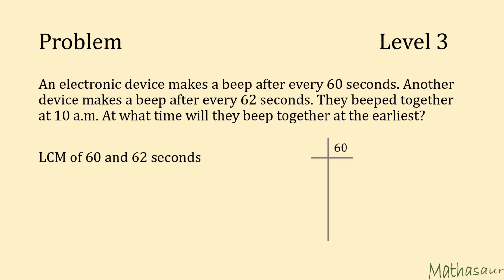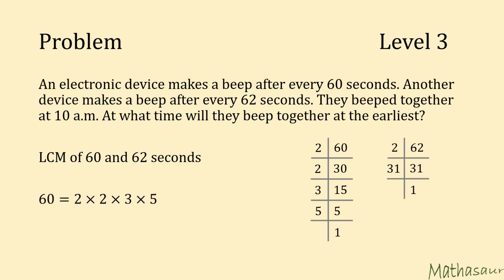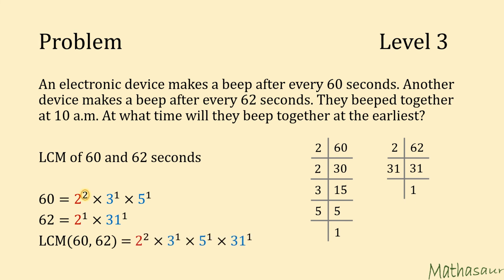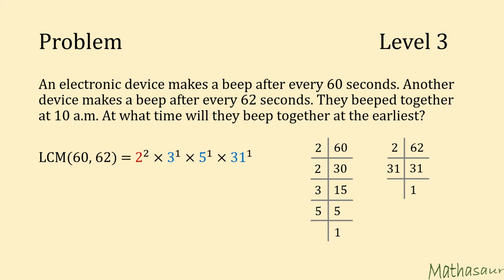Let us quickly prime factorize 60 and 62. Let us write the prime factorizations and write the prime factors with their exponential powers. Now to find the LCM, we shall take the common factor once with its highest power and the rest of the factors in the product. Upon solving, we see that the LCM comes out as 1860 seconds.